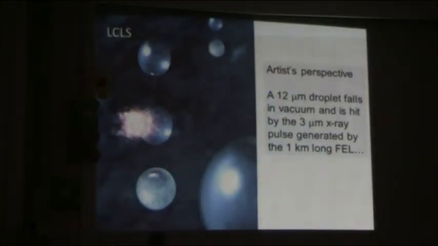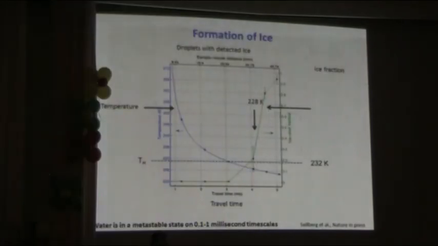As an artist's picture of the experiment, here we would have a 12 micron droplet that falls and is hit by a 3 micron X-ray pulse, and it's generated by a machine which is 1 kilometer long, so this is really shooting with precision.